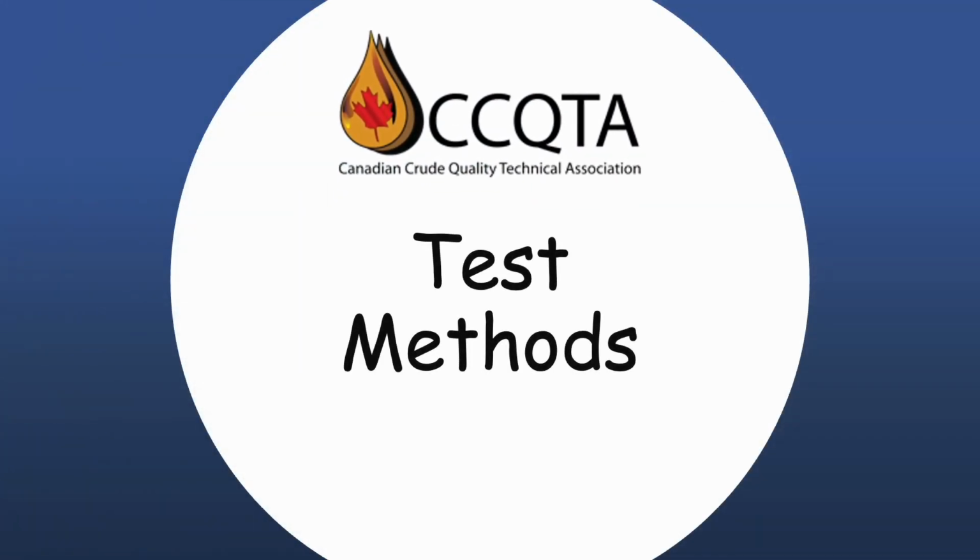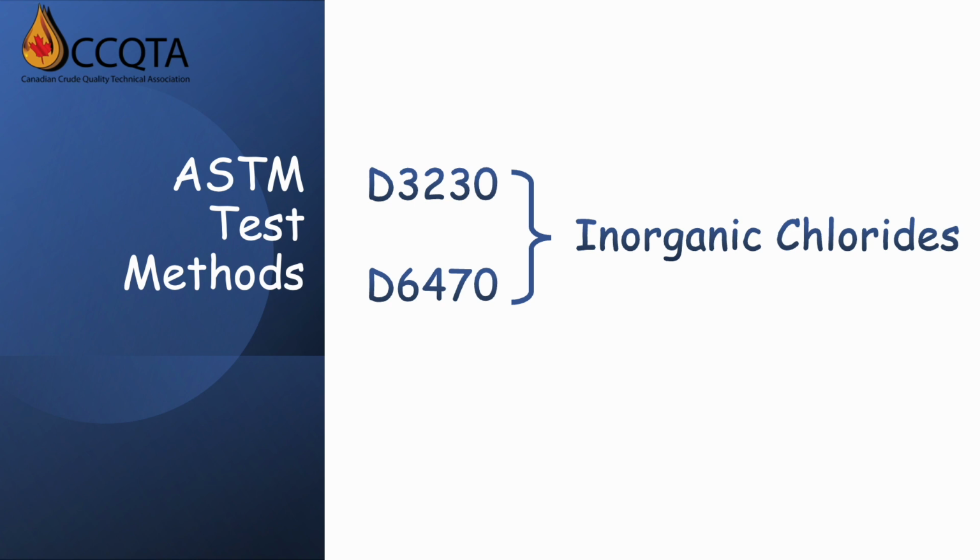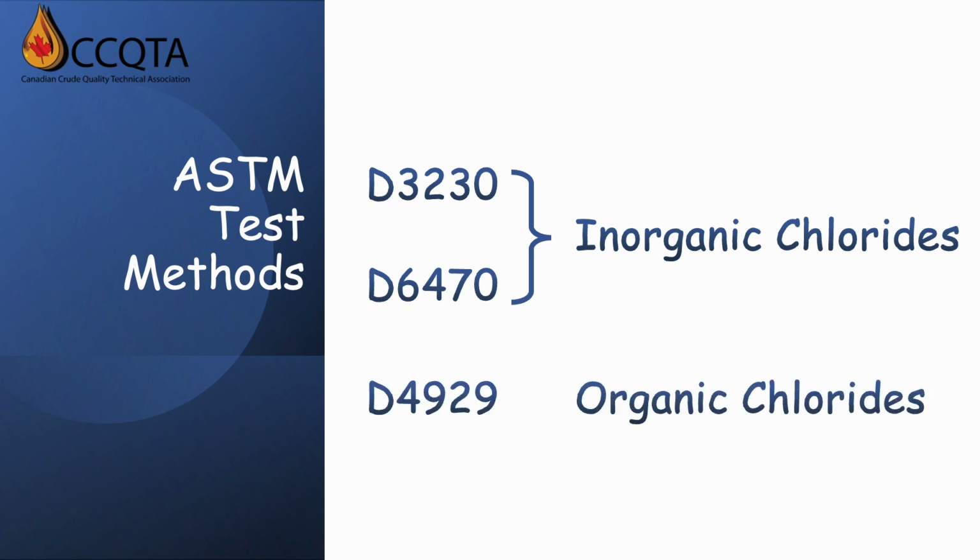Now that we know what the problems associated with the different types of chlorides are, let's look at the methods used to detect them. There are three established ASTM methods for measuring chlorides in crude oil. D3230 and D6470 are for inorganic chlorides, and D4929 is for organic chlorides. I will also mention ASTM D7536 because it does get used, however it is intended specifically for aromatics and not for crude oil.